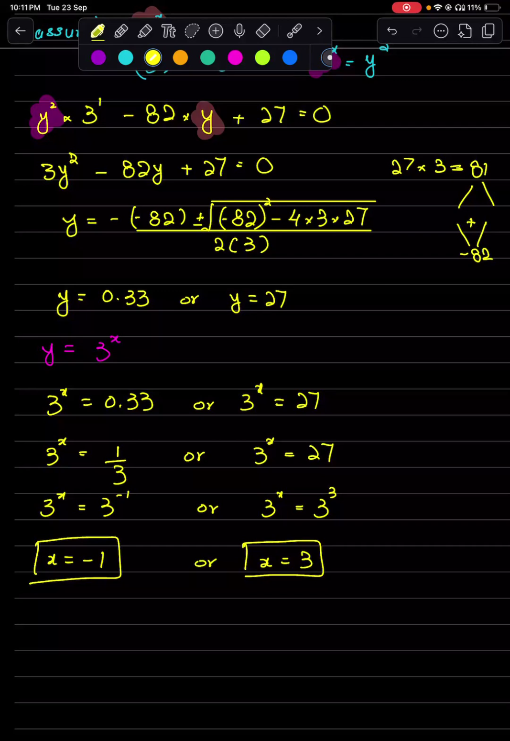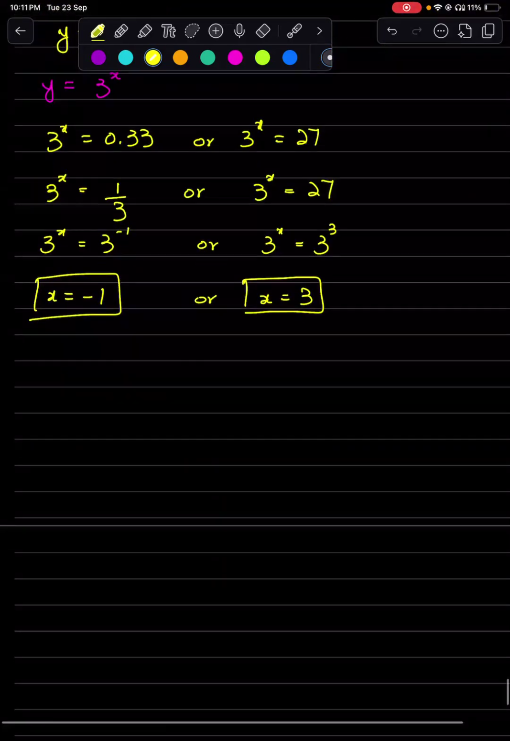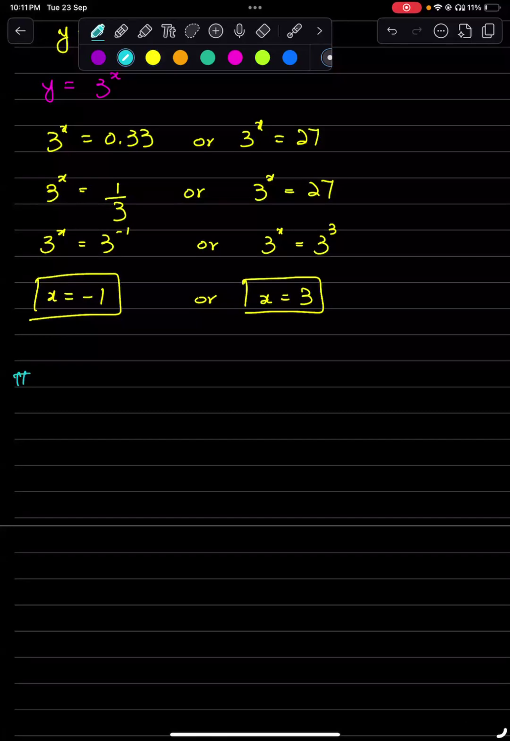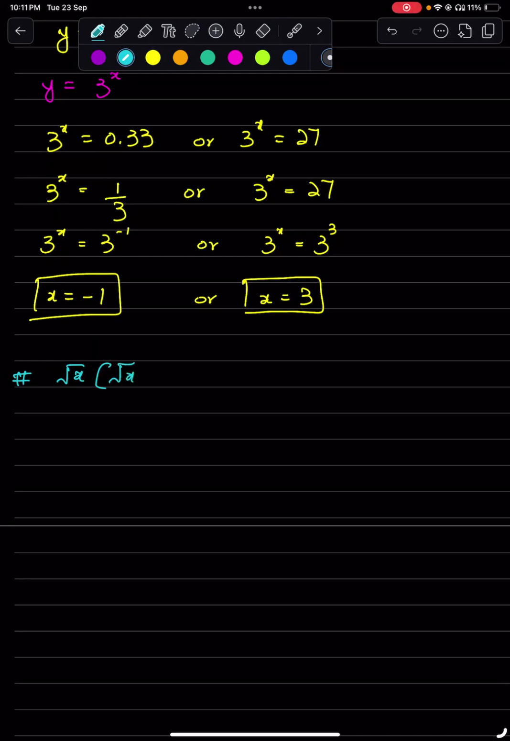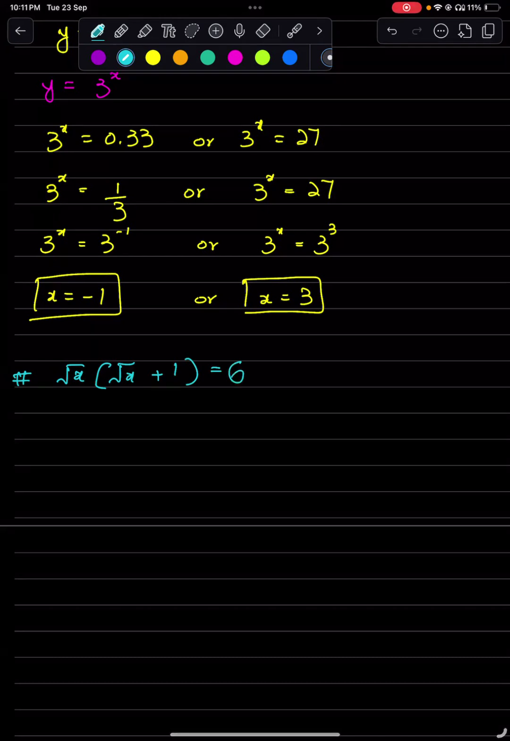Okay, I'm going to give you a question right now to do. Now do this question: root of x into root of x plus 1 is equal to 6. You need to first expand and rearrange it, and then assume it.